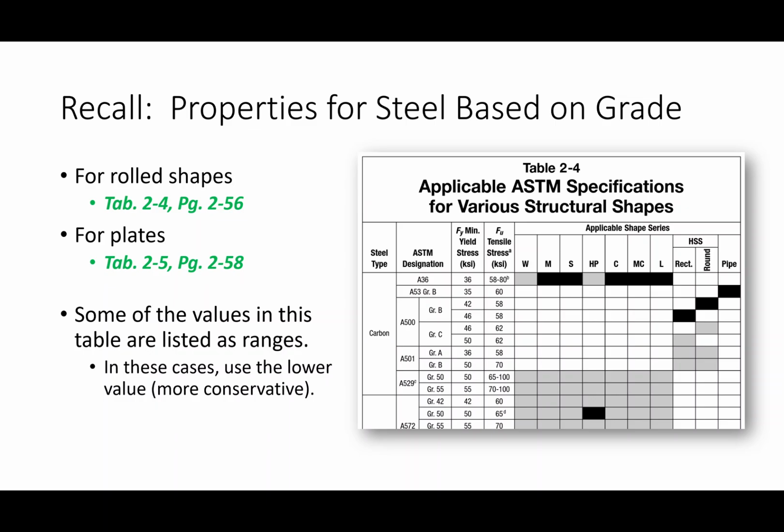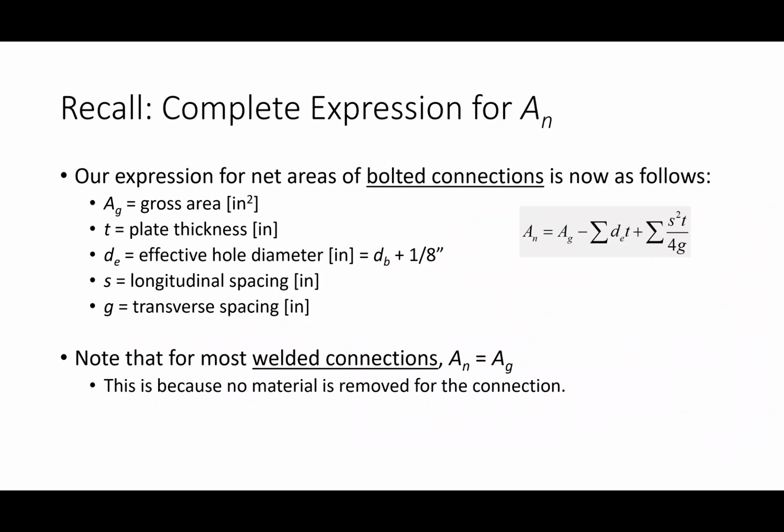Again, this table does not directly match what's in your manual because this is from an old edition of the spec, but it operates the same. You just take your grade of steel, look up the properties, and go with it. And whenever you have a range, you use the minimum.